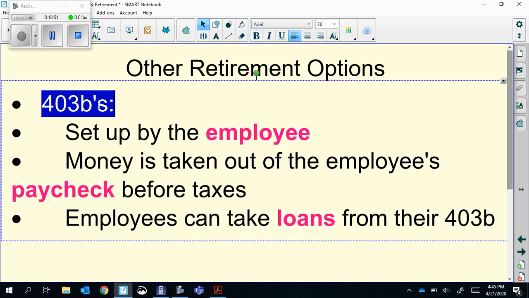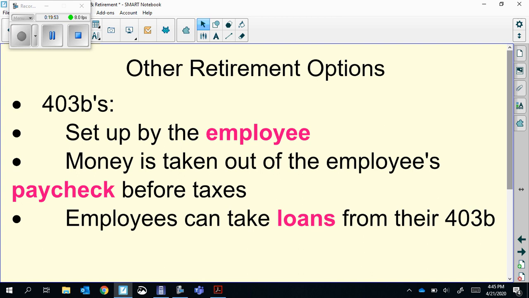Here we go. There's a 403b. Basically, it's the same idea, just like a 401k, different letters for different type of company that you work for. Can be matches on these too.